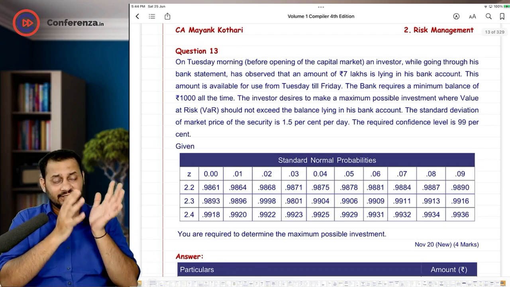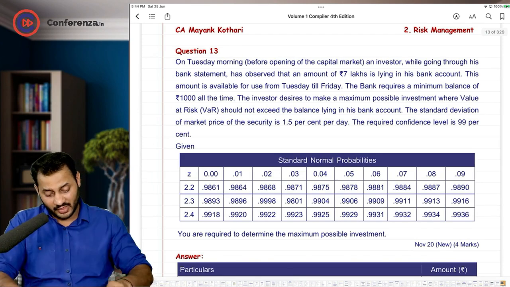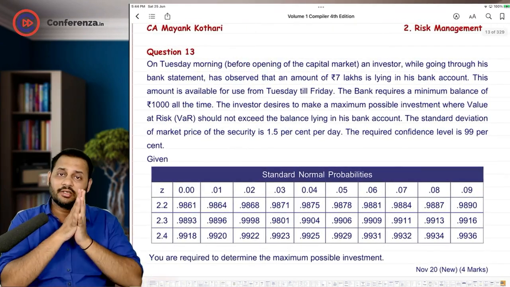Read this question, understand it, and solve it. This is going to be the last question, an interesting one. Have a look. If you want to take a break, you can do that, but I'm starting now.